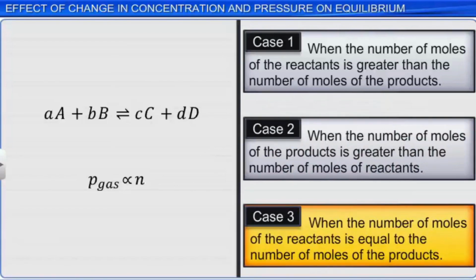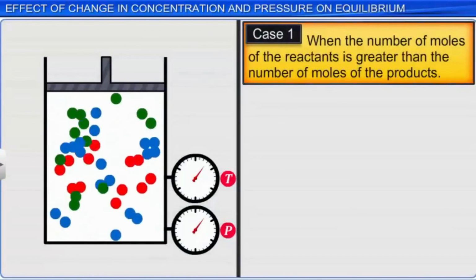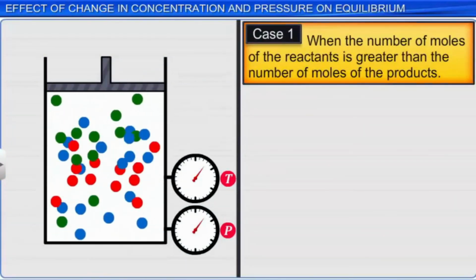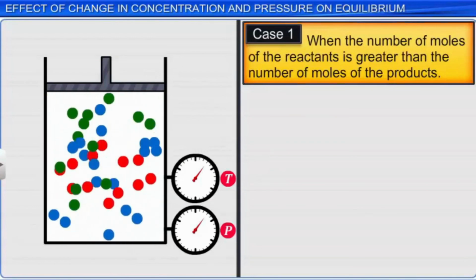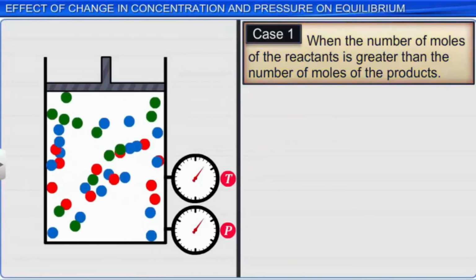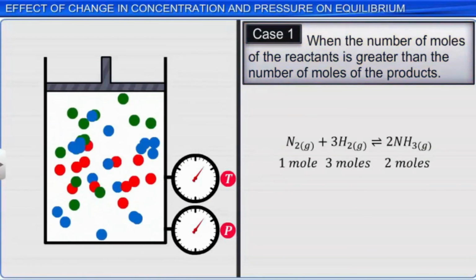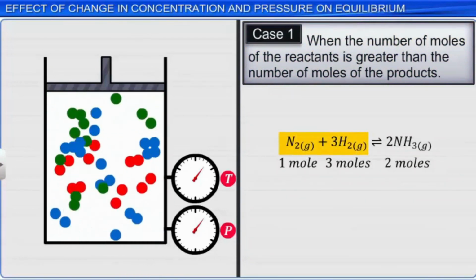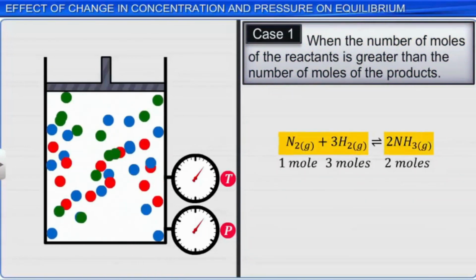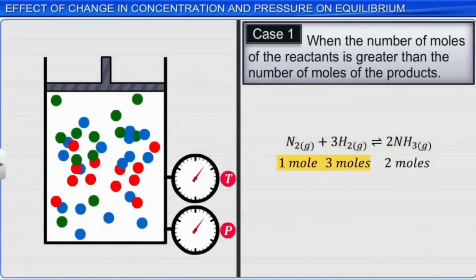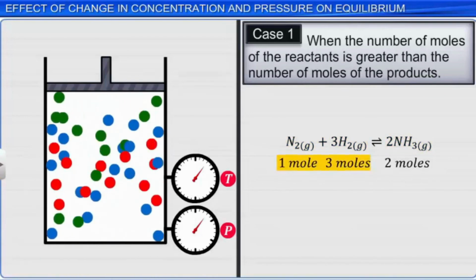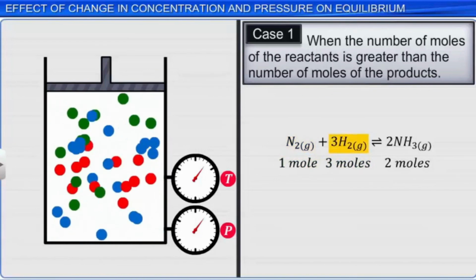Case 1. When the number of moles of the reactants is greater than the number of moles of the products. Consider the gas phase reaction N2 plus 3H2 in equilibrium with 2NH3. In this reaction, 4 moles of gaseous reactants, 1 mole of nitrogen and 3 moles of hydrogen, become 2 moles of the gaseous product, ammonia.